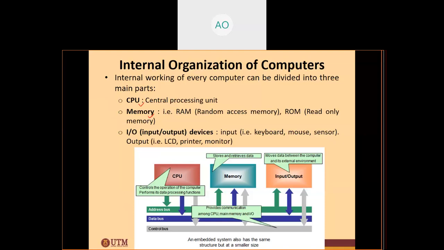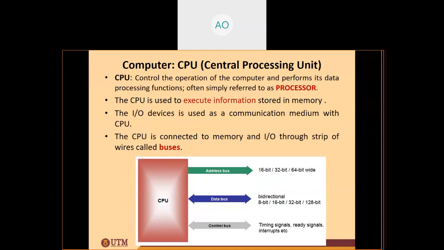Then we have the input-output device. The third one is the input-output device. This is what you use to communicate between the end user, which is you, and the CPU. You have an input, for example a keyboard, mouse, sensors, switches, etc. And for the output, you have an LCD to display, printer, monitor, LED, etc. So these are the three main things that you need to know inside every computer.